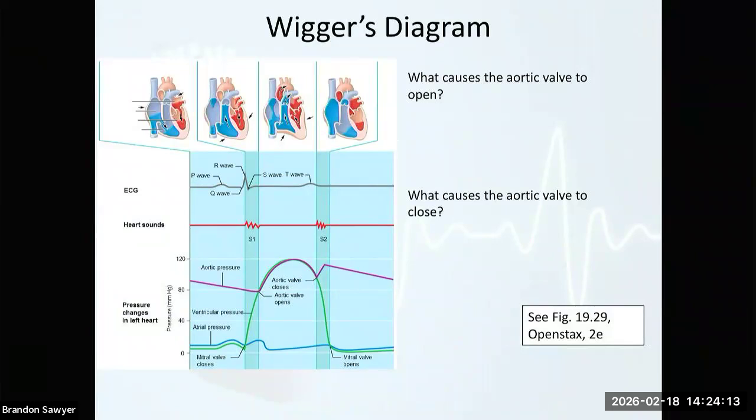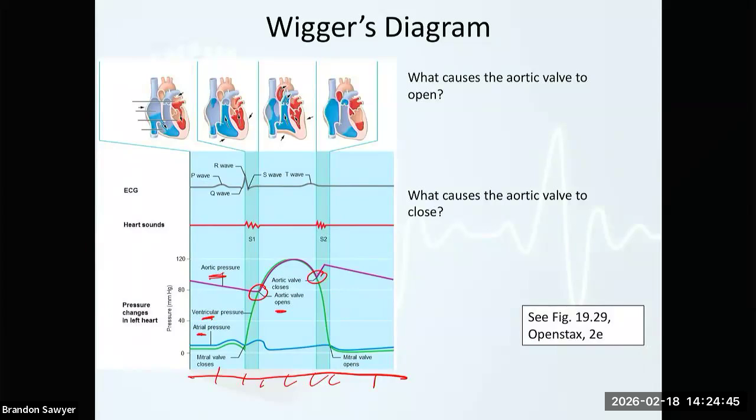This is a time-aligned sequence of events in the heart. We can see our EKG strip up here. That corresponds with pressures. The purple line is the aortic pressure, so that's the pressure outside of the heart. The green line is the pressure that the ventricles are making. And the blue line is the pressure that the atria are making. What you can see here is the aortic valve opens right here and it closes right here.